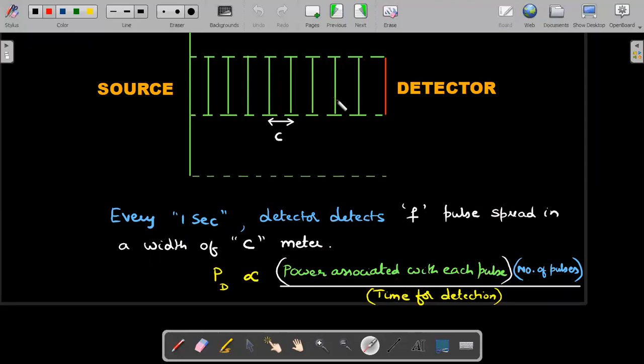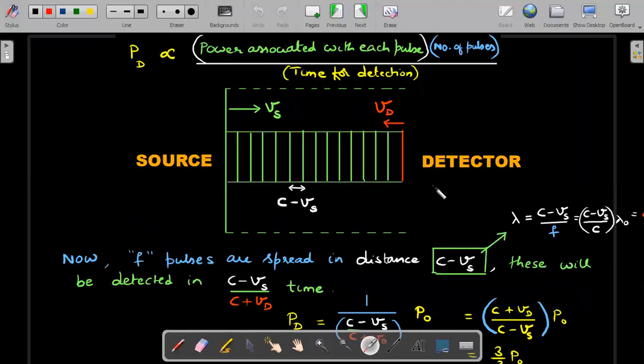Let's see, when these two are moving in the next page, which of these three terms change and therefore the power detected changes. Okay, right. So let's move forward with this thought process. Now this is the case where the source is moving towards the right with Vs and the detector is moving towards the left with Vd. I have borrowed the formula that I got in the previous page. I wrote it on the top so that we can use it.